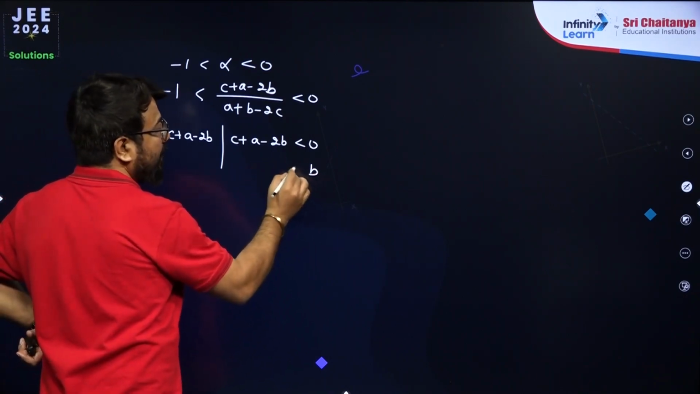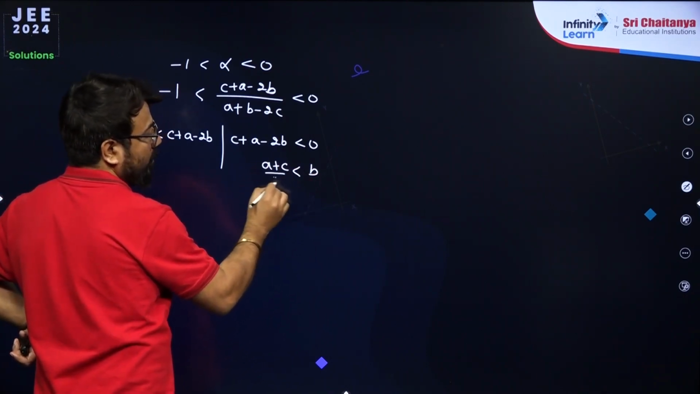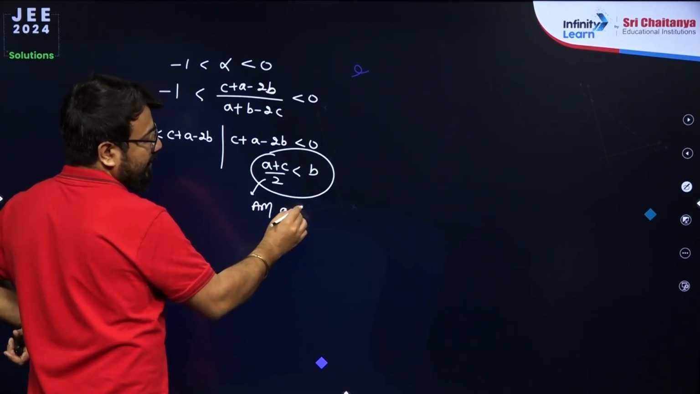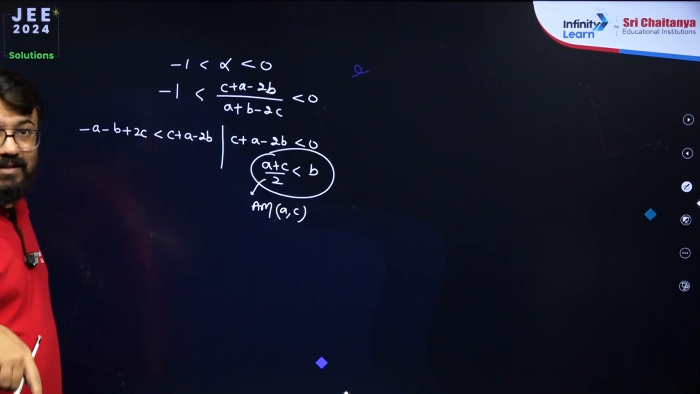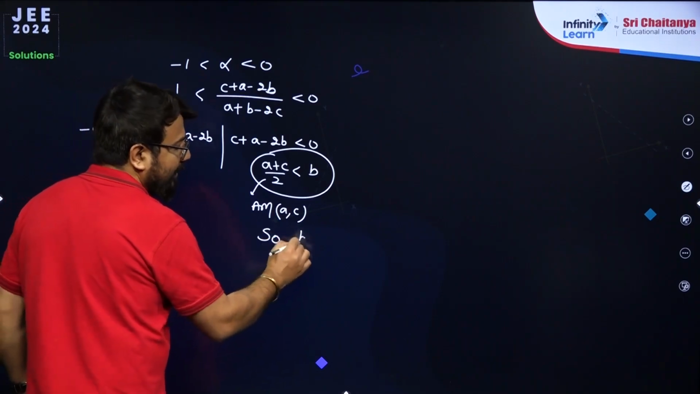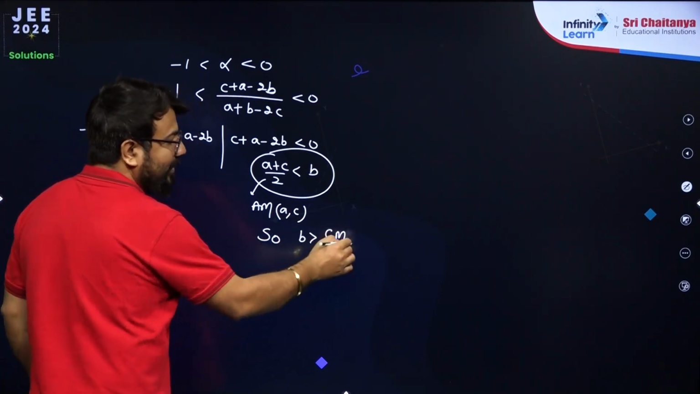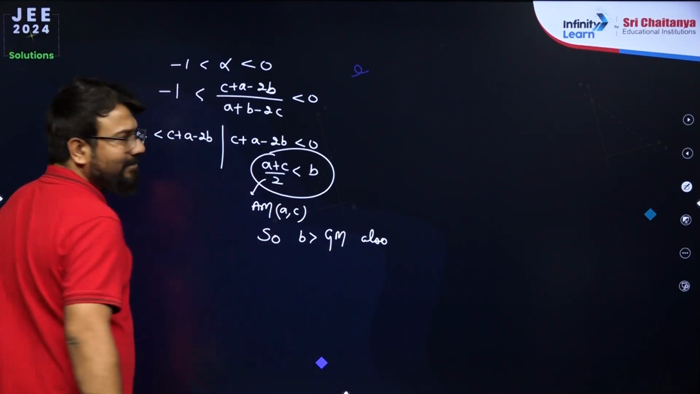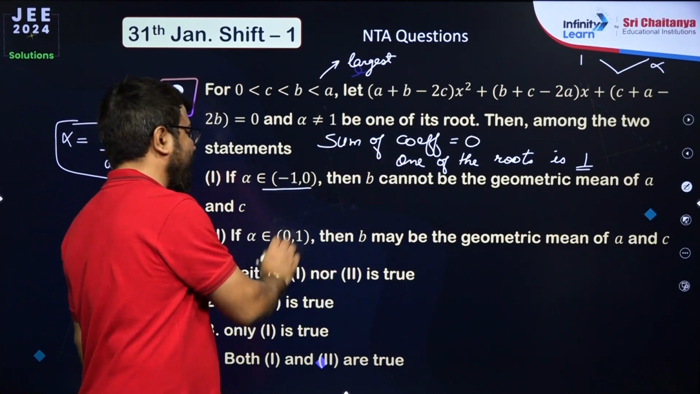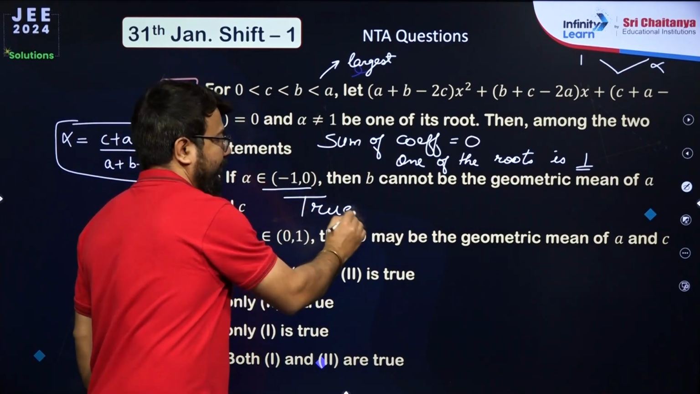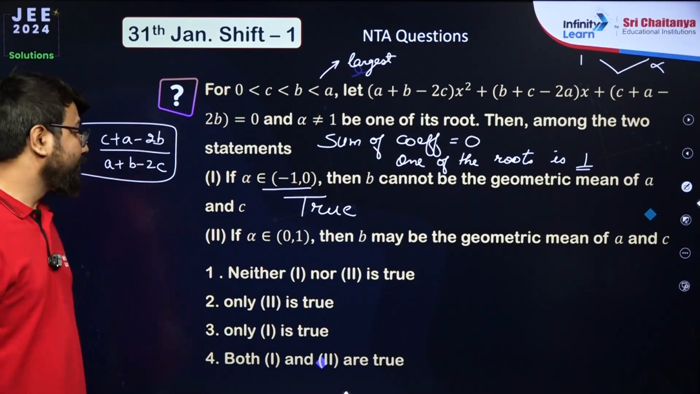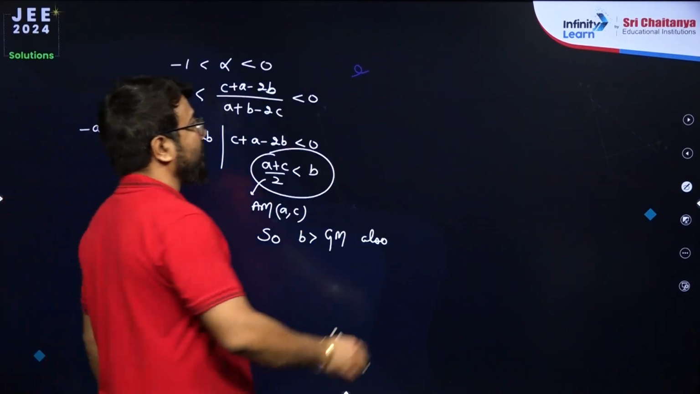Here we got B greater than (A plus C) by 2. So (A plus C) by 2 is the arithmetic mean of A and C. If B is greater than the arithmetic mean, obviously B will be greater than the geometric mean also. So can B be the geometric mean? No, B cannot be the geometric mean. This is a true statement. B cannot be the geometric mean because B is greater than the geometric mean. Now, if alpha is between 0 and 1, that is case 2.